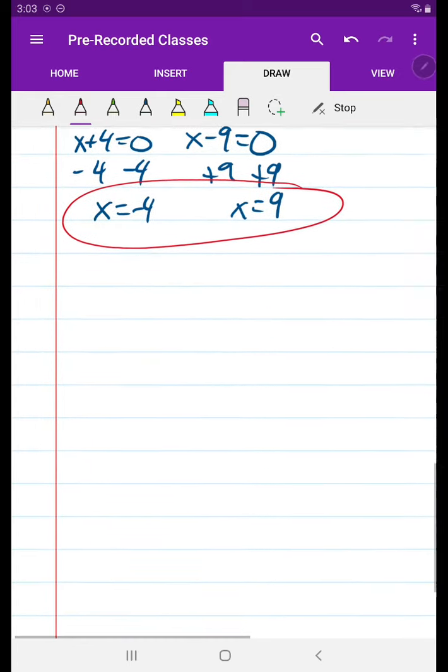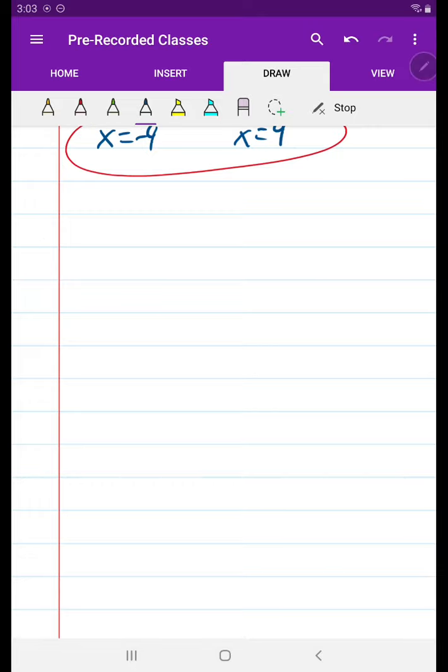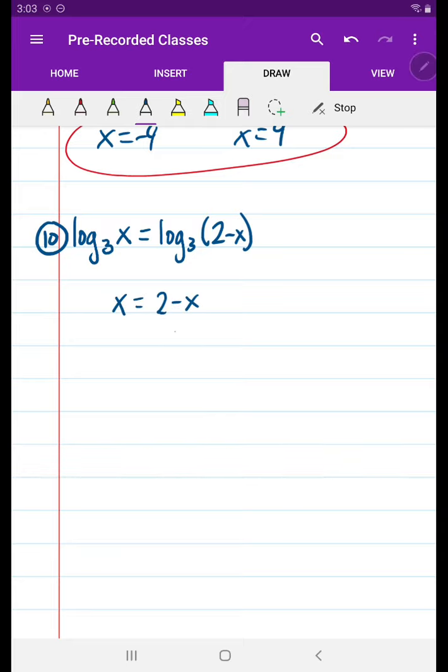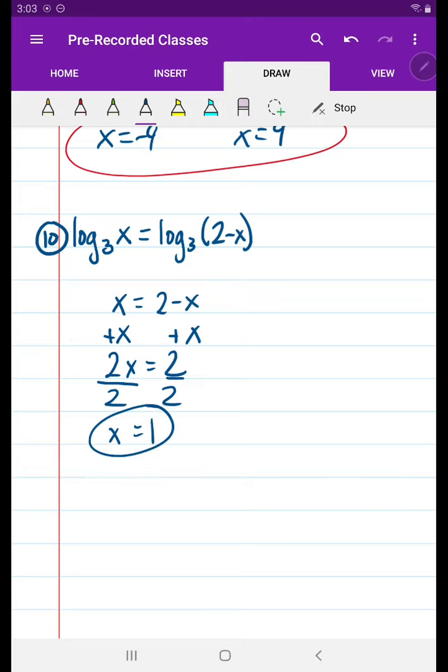So let's go on to number 10. For number 10, we have log base 3 of x is log base 3 of 2 minus x. So for this problem, we have one log on either side of the equal sign, both with a base of 3. So then we can go ahead and drop our logs, and we get x equals 2 minus x. And then we just solve this. So I'll add an x to each side. So 2x is 2. Divide both sides by 2, and x is 1. So your solution for number 10 is x is 1.